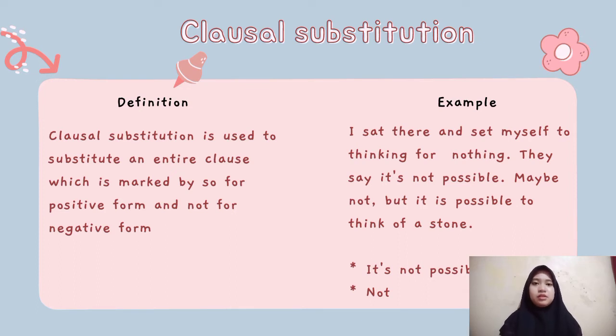This clausal substitution is called substitution of modality because there is a modal in that sentence, which is expressed by the modal form of the verb, maybe. Then the modal is followed by the substitution not, which is used to substitute the clause it's not possible.